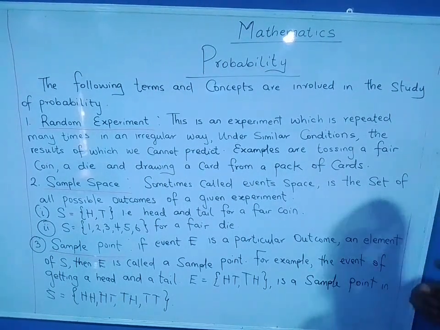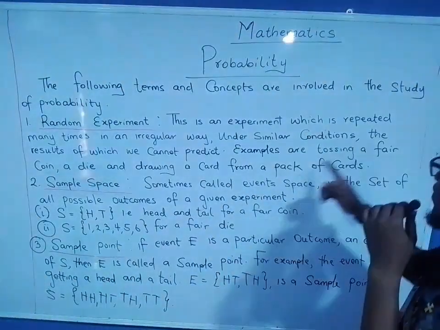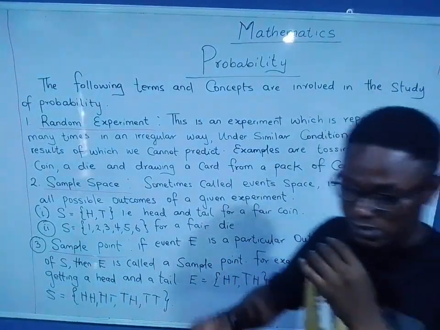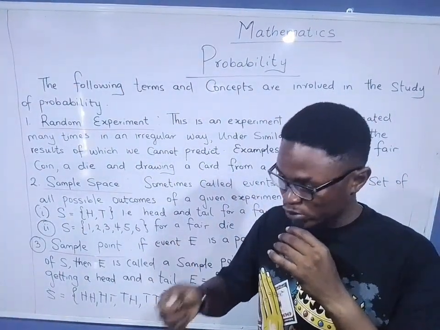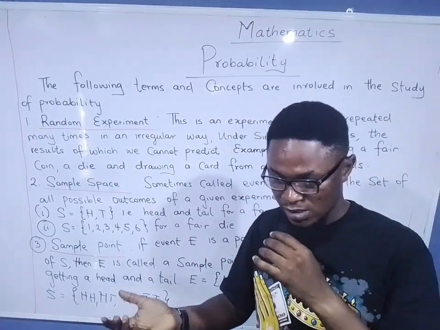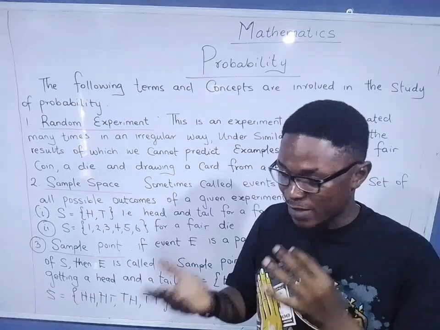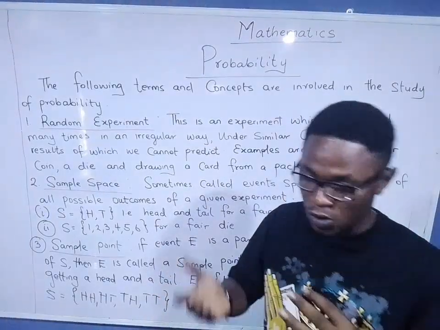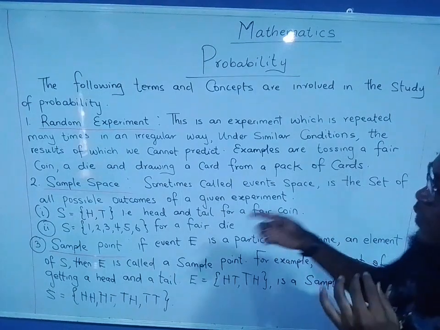Any experiment, and these things can be tossing a fair coin. What is a coin? You know a coin now? Maybe a 1 naira or 2 naira coin. When you throw it in the air, it either lands on the head or the tail. Those are the 2 possible outcomes that you can get. You cannot get anything apart from head or tail.